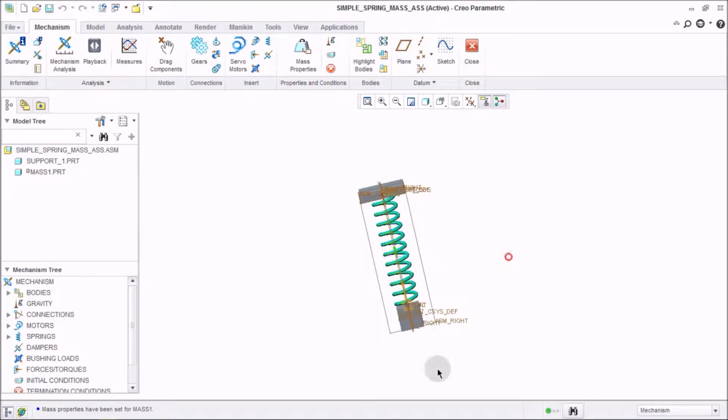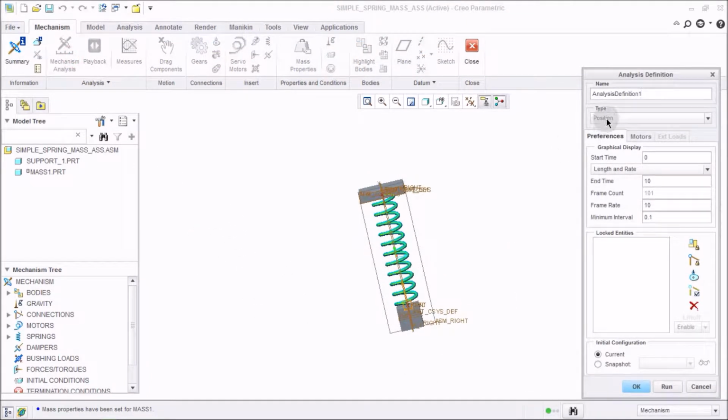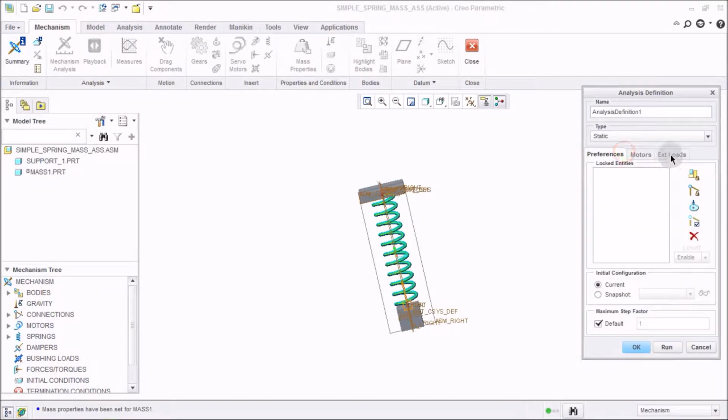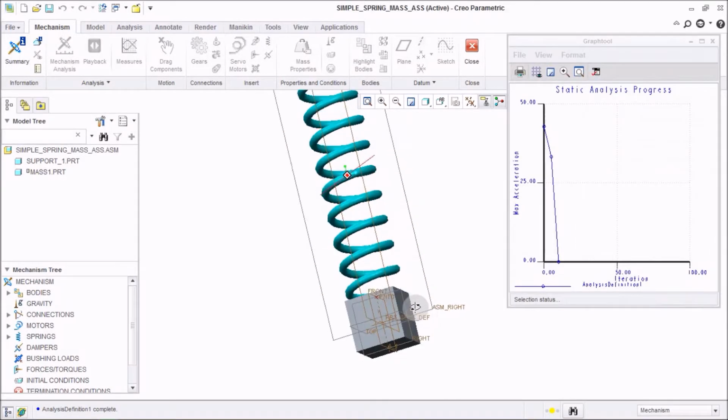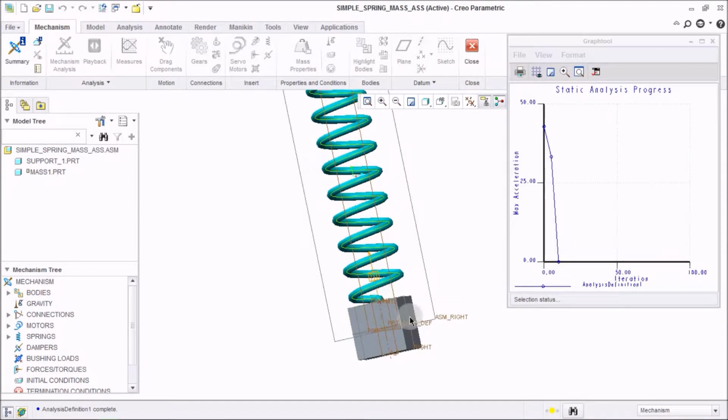So first we will run a static analysis. Here this is a static analysis. Then enable gravity. Due to gravity it has weight, and due to that weight our spring is going to deflect. So run this analysis. Some static deflection occurs over there.